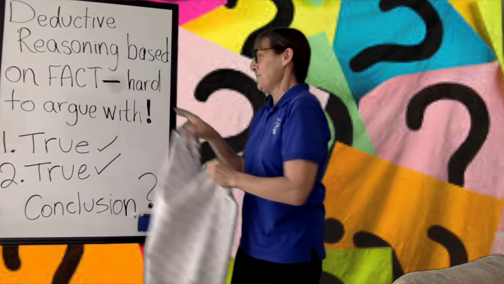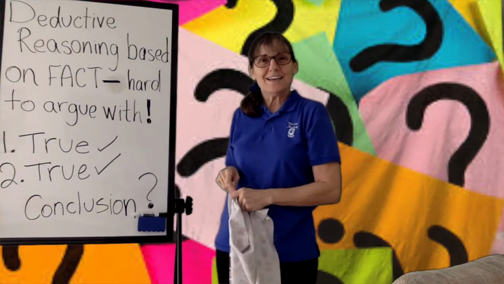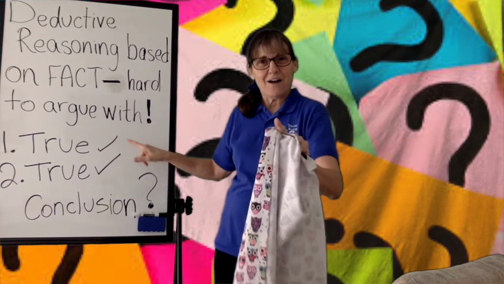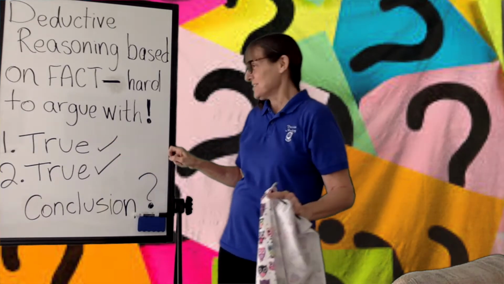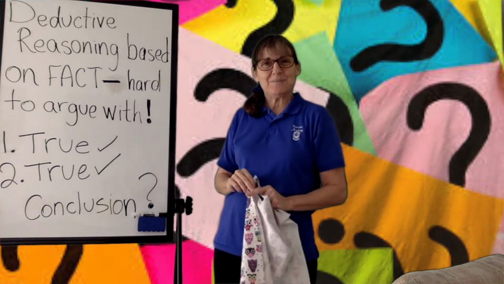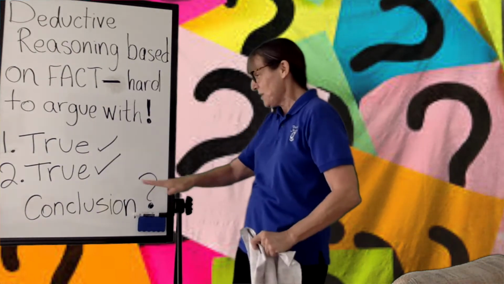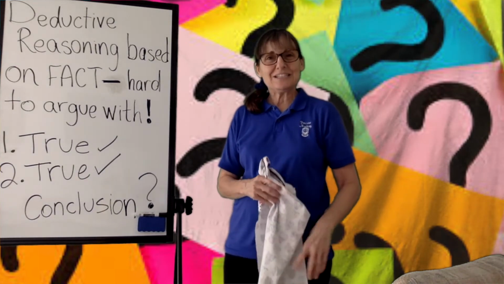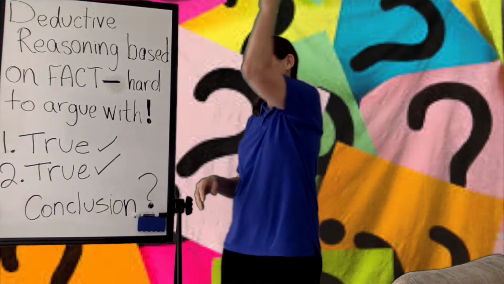It is based on fact, so it's hard to argue with. If the first statement is true, all animals need oxygen, and if the second statement is true, the monkey is an animal, then the conclusion is going to be true. Let's look at another example.